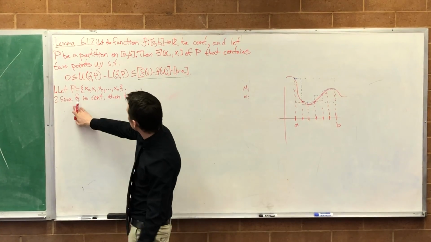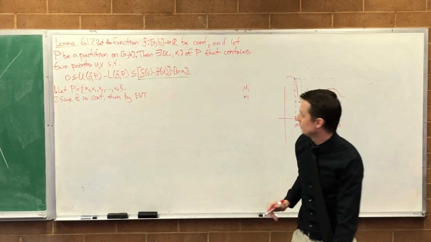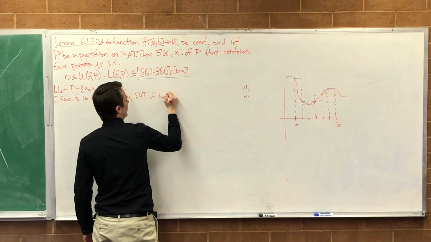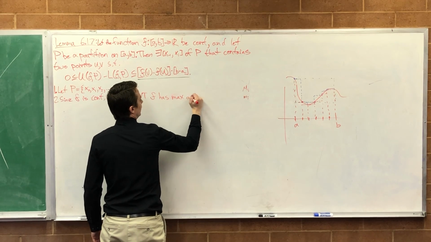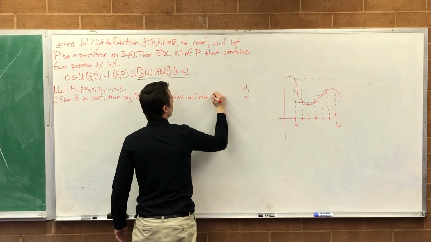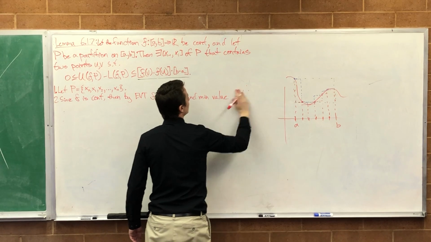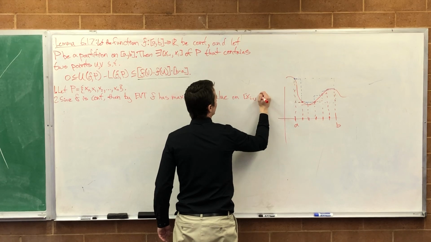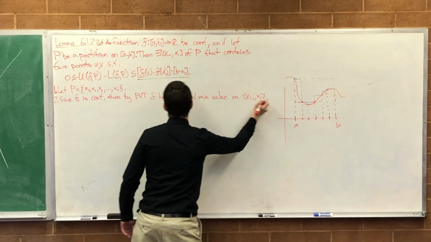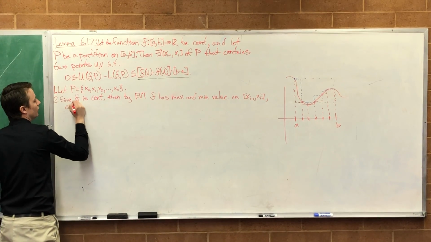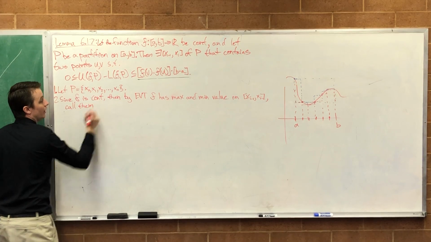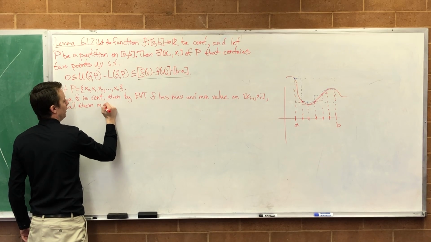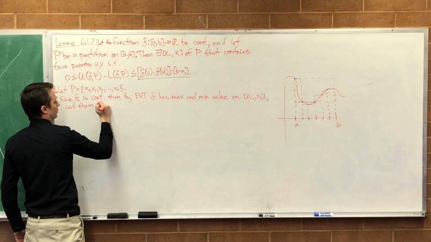Okay. So, since f is continuous, then by the extreme value theorem, f has max and min value on x of I minus 1 to x of I, call them big M sub I and little m sub I respectively.